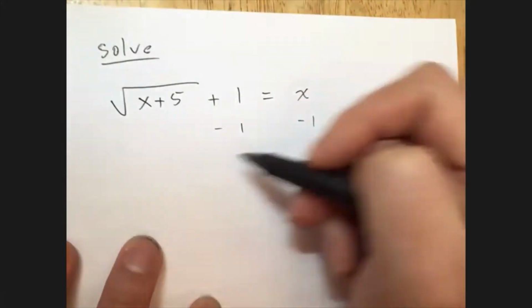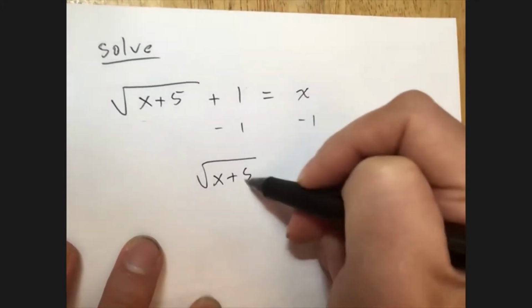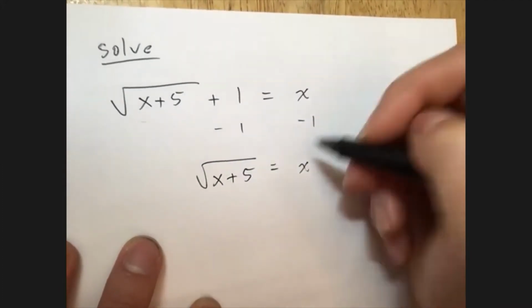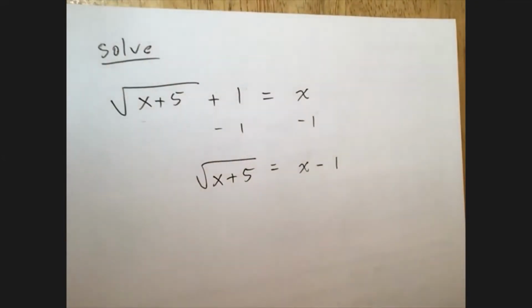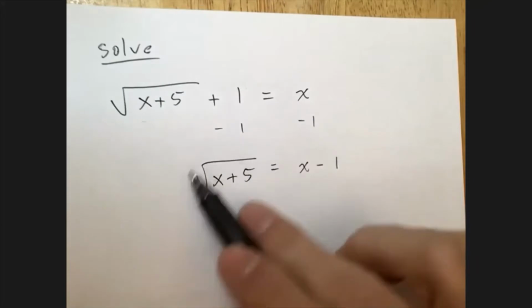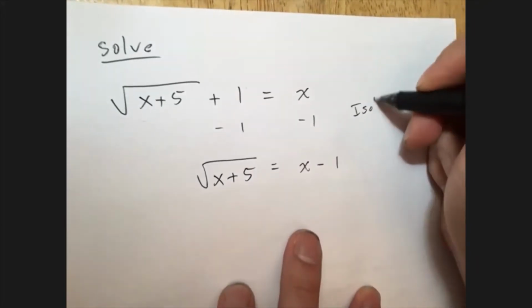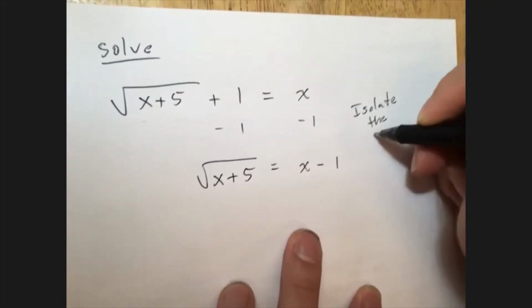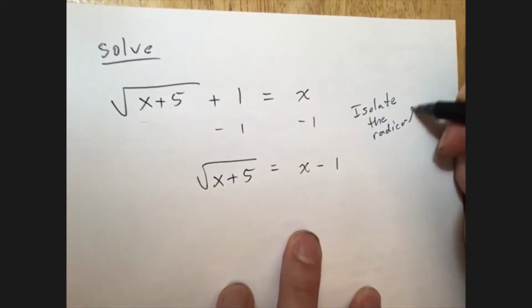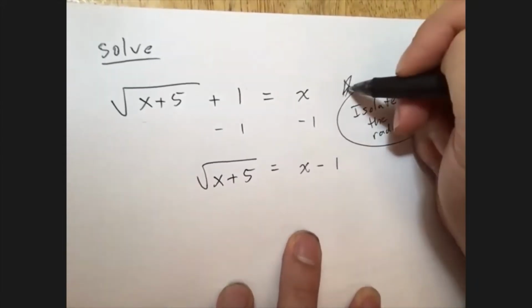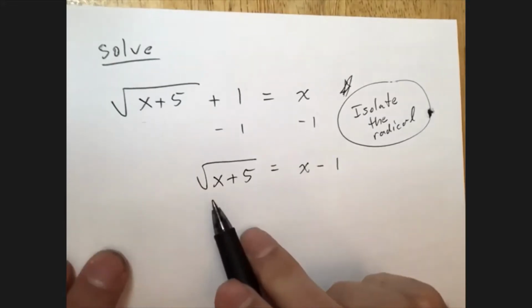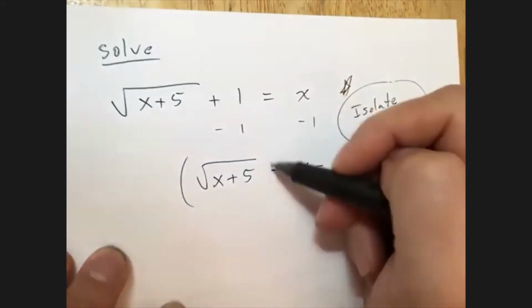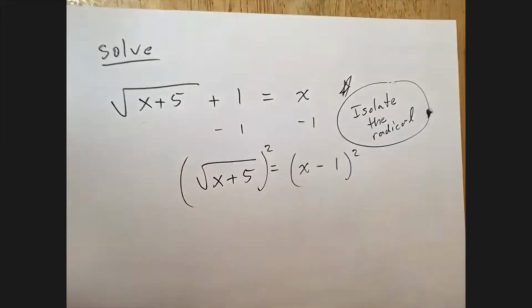All right? So when we do that, what do we get? We get root x plus 5 equals x minus 1. All right, now it's all by itself. We've isolated the radical. So that's the first step in these problems, is to isolate the radical, get it alone on one side. So move the other stuff over. And then we can square both sides, right? So we'll square the left-hand side and square the right-hand side.